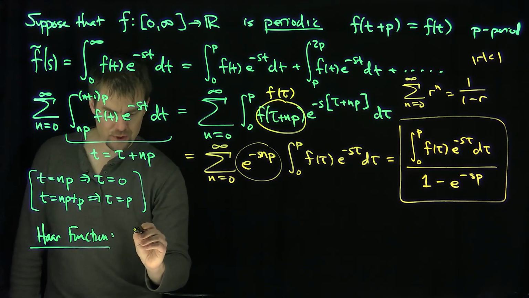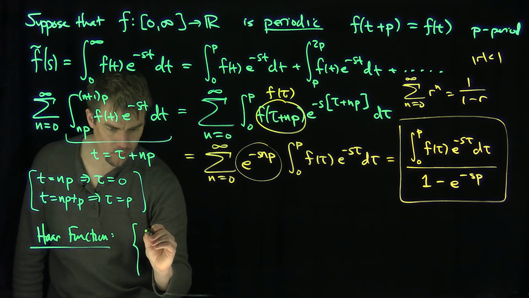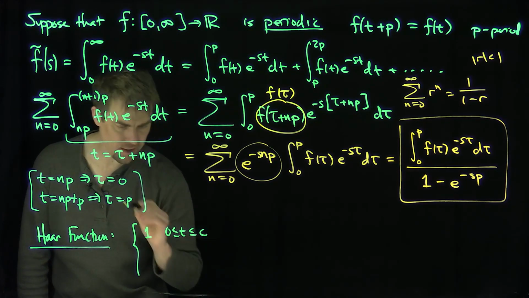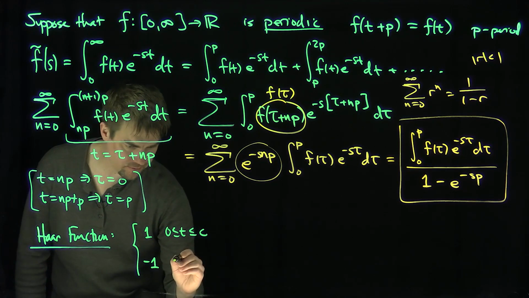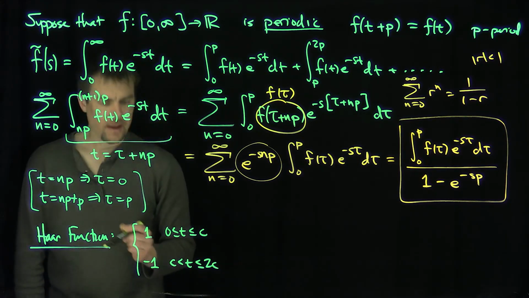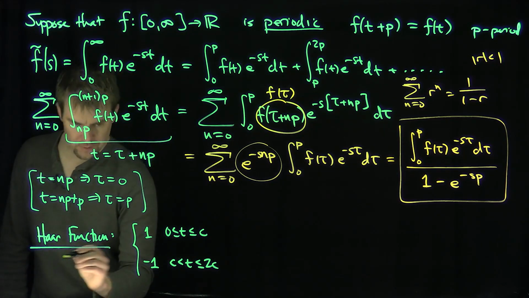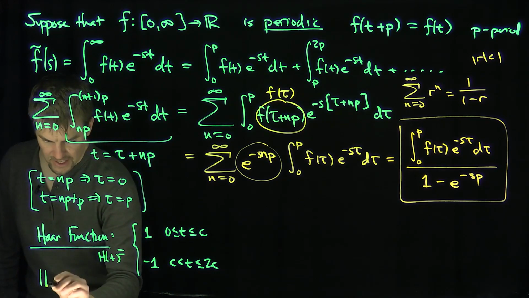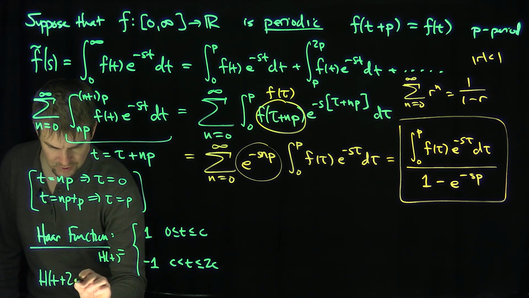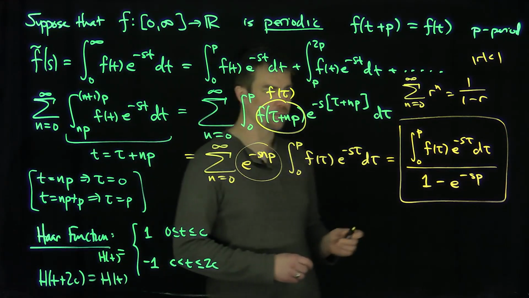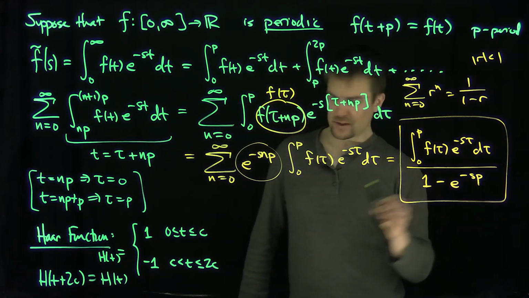Our Haar function is just going to be equal to 1 if t is between 0 and the value c. It's going to be negative 1 if t is between c and 2c. And I'm going to make this periodic. So this is our function h of t. And I'm going to set h of t plus 2c to be equal to h of t. So I make it periodic with period 2c.